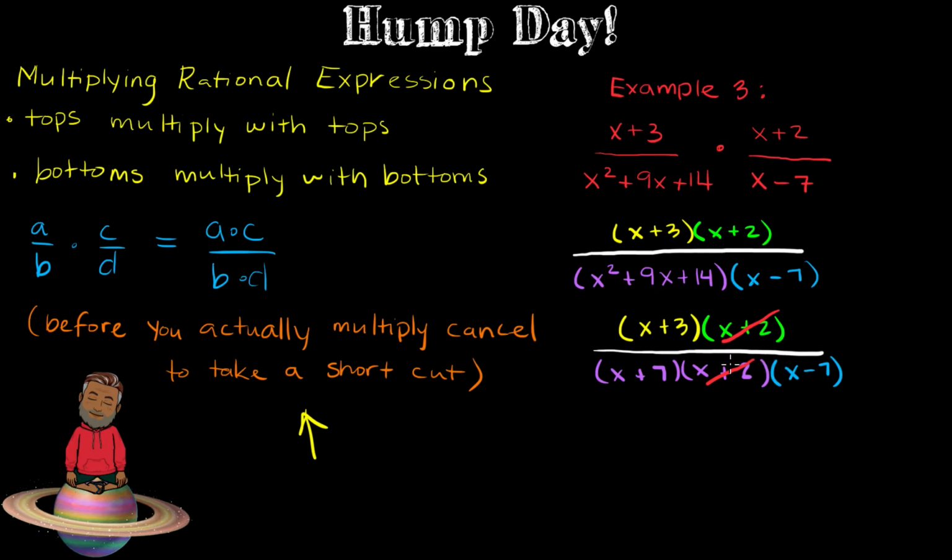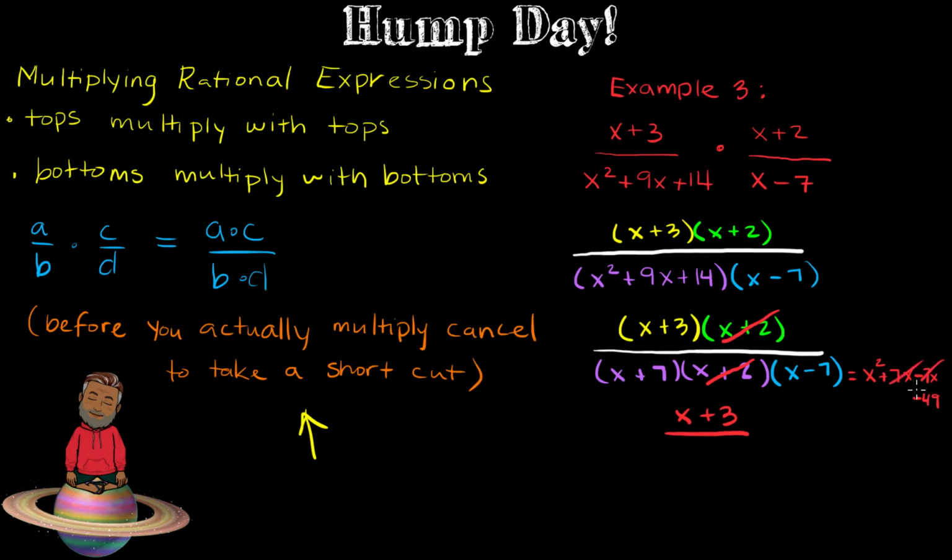Now, what this means is that if you can't cancel it now, you will not be able to cancel it any other time in this problem. So we can now rewrite the problem after we multiply. On the top, it's just x plus 3. So we're going to write x plus 3. And on the bottom, we're going to FOIL this thing out. So we're going to multiply x times x, which is x to the power of 2, 7 times x, which is 7x, x times negative 7, which is negative 7x, and 7 times negative 7, which is negative 49.